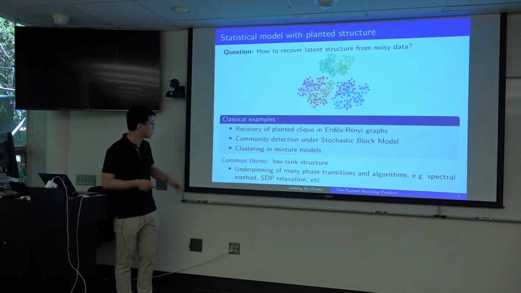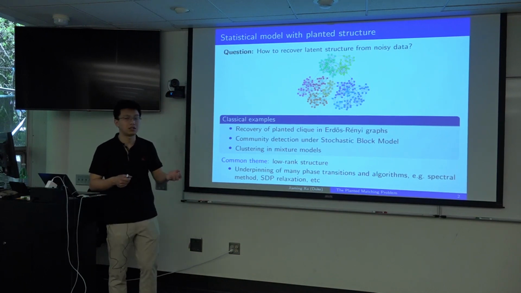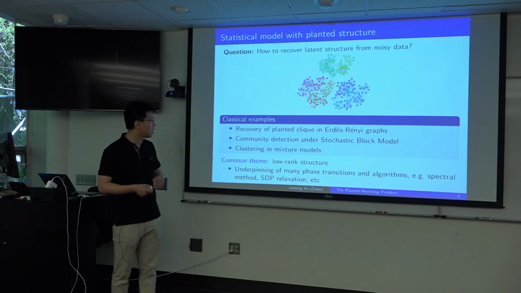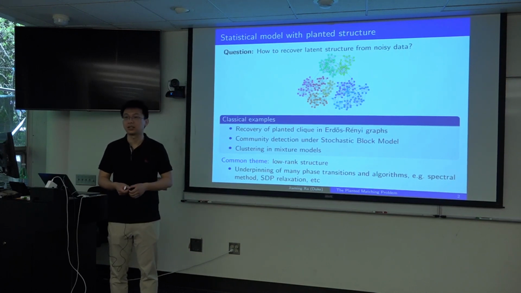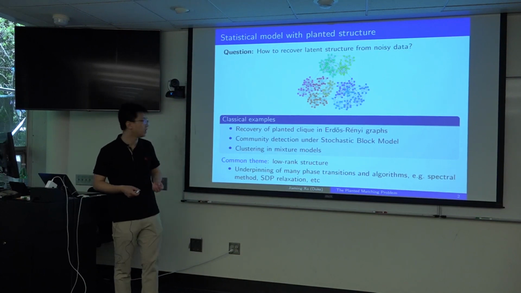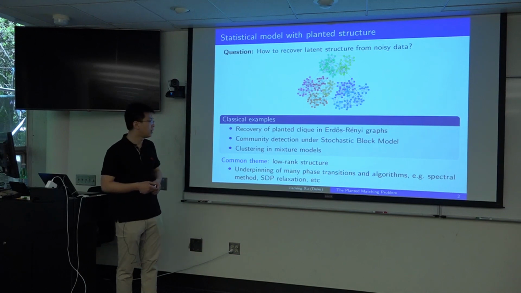The common theme of these classical planted models is the underlying low-rank structure. If you look at the observation matrix, like the data matrix or the adjacency matrix, it is often approximately low rank. And it turns out that this low-rank structure is the underpinning of many phase transitions observed in these kinds of problems.